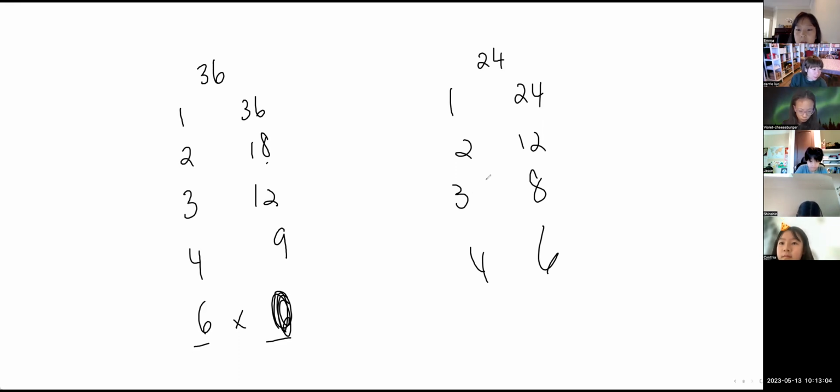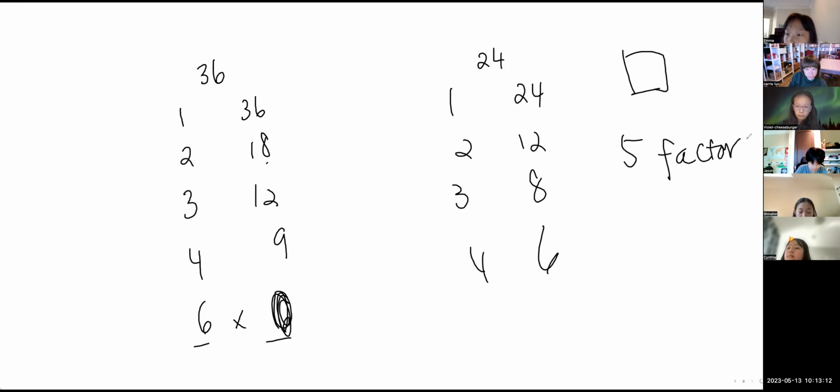So Violet, if somebody tells you today that a number has only 5 factors, can you tell me this number must be what? Must be a square number. Correct, everybody? So now, everybody, please give me a number which has 3 factors. Okay, everybody, I want you to give me a number with 3 factors.